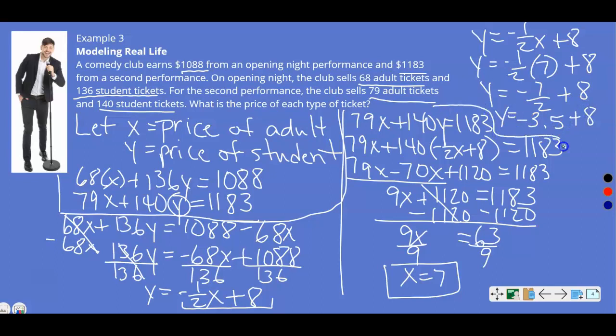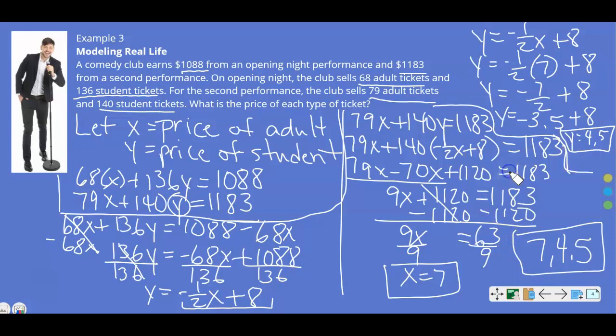And I am running out of room here. So negative 3.5 plus 8 would be positive 4.5. So y equals 4.5. So I'm going to have 7 and 4.5. That would be my solution here. And we need to plug that in and check it. You always want to plug it in and check it.